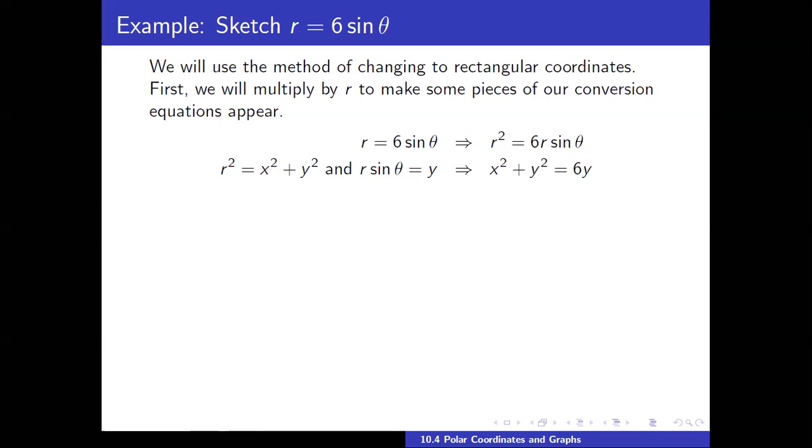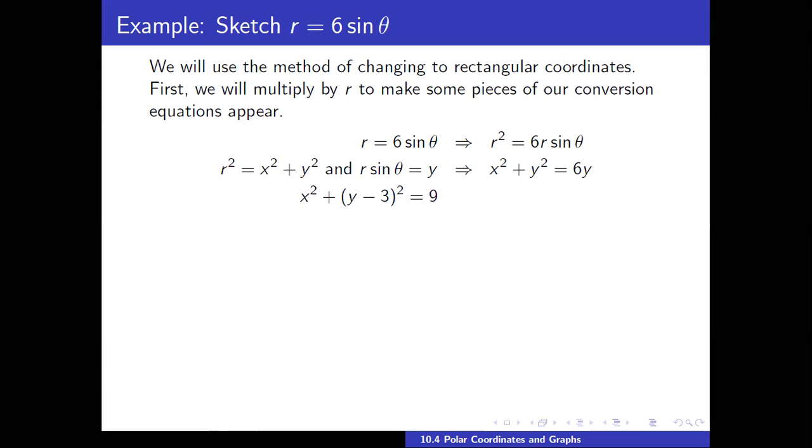Thinking back to what we did with all the conic section stuff, what do you think we're gonna have to do with this to figure out what this is? Complete the square. So this is completing the square, right? Basically you add 9 to both sides, and you get x squared plus quantity y minus 3 squared equals 9.